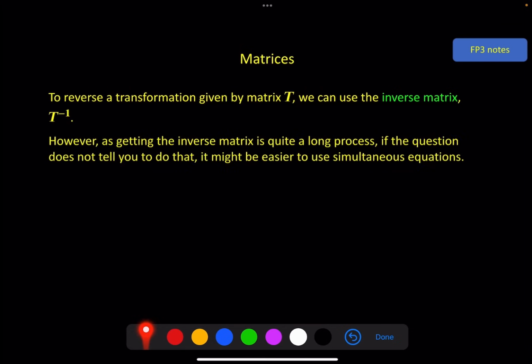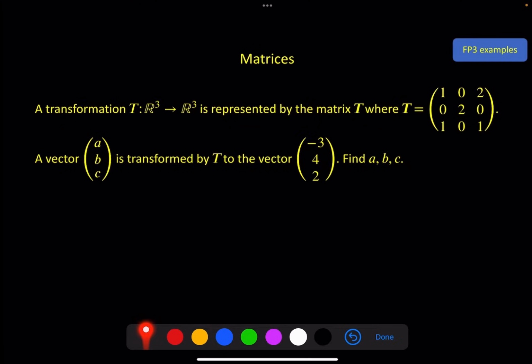However, you know and I know that getting the inverse matrix is quite a long process. So if the question doesn't say that you have to find the inverse matrix, it might be easier just to use simultaneous equations. Now let's be clear, if the question says by finding the inverse matrix, or if it tells you you must use the inverse matrix in some way in this question, then that's what you've got to do. But if it doesn't, then there is an easier way.